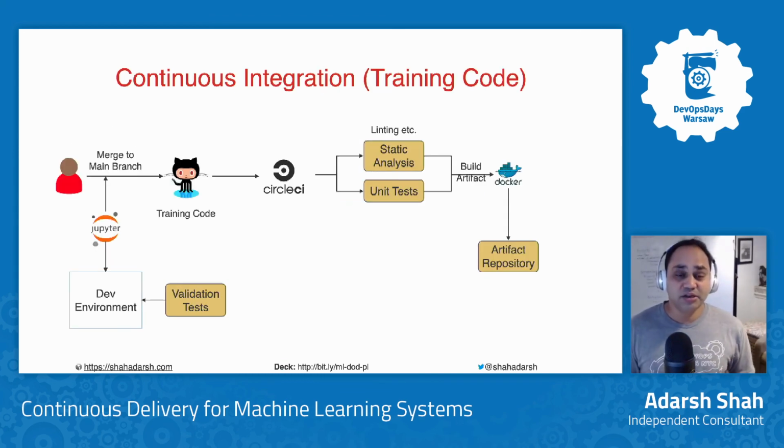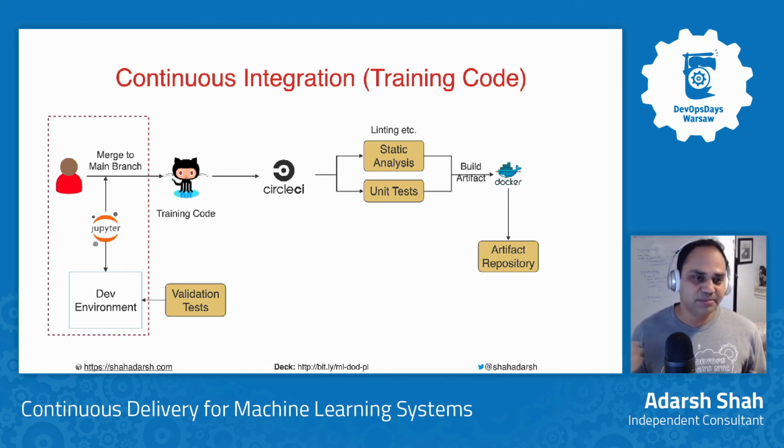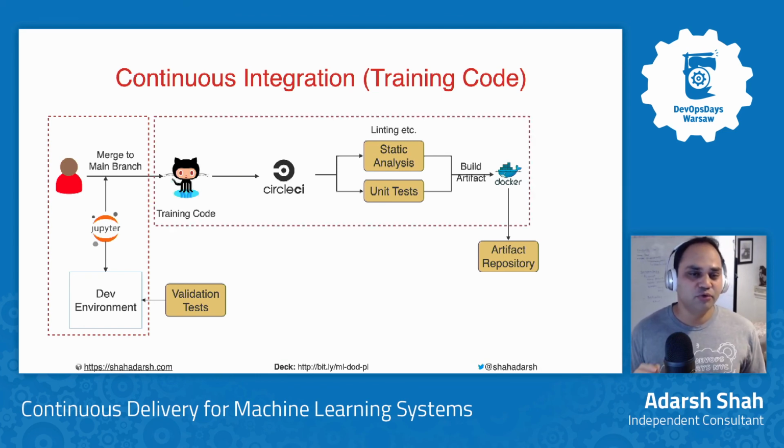The next one is continuous integration, right? For your training code. You write your training code and make sure that you do your CI. This is a typical CI. Once you merge it to your main branch, you go through your static code analysis, unit testing, linting, all of that, to make sure that even your training code is of good quality, because if you don't have that, the maintenance is a nightmare, and it also doesn't help you train the right model.